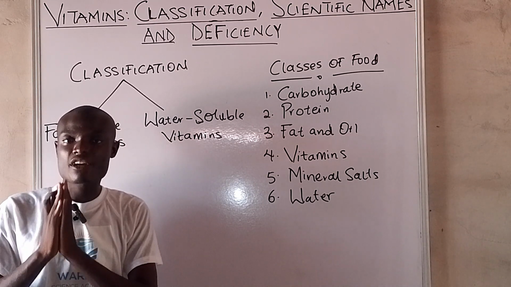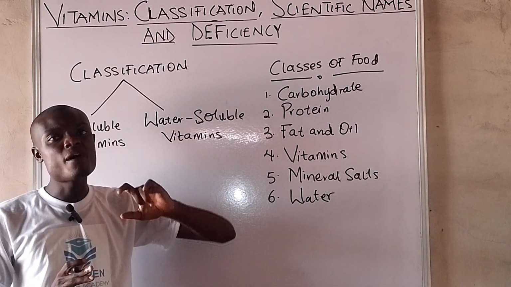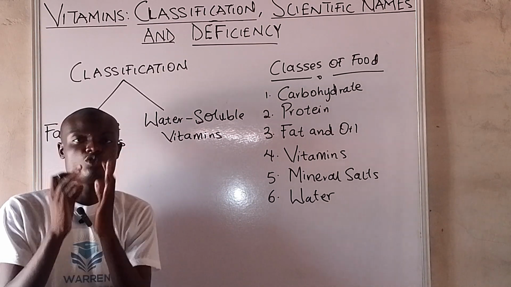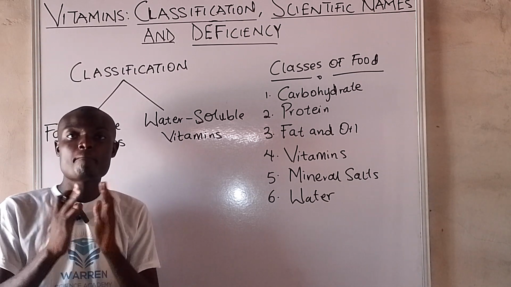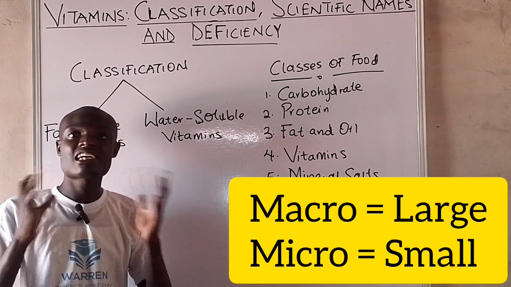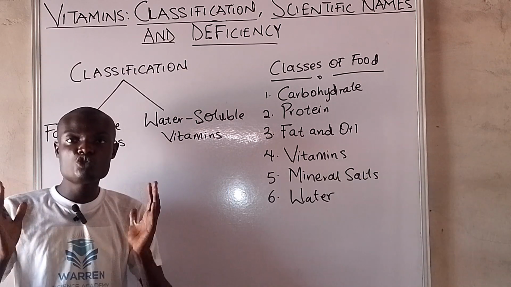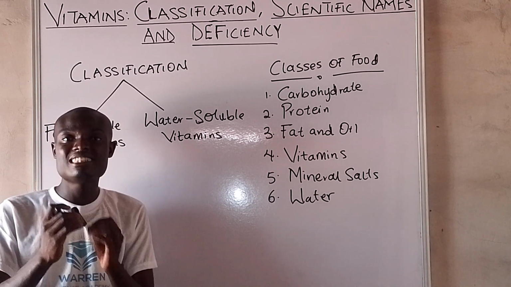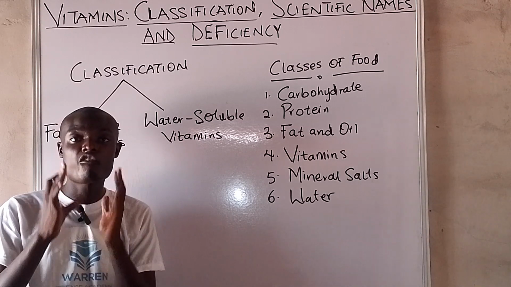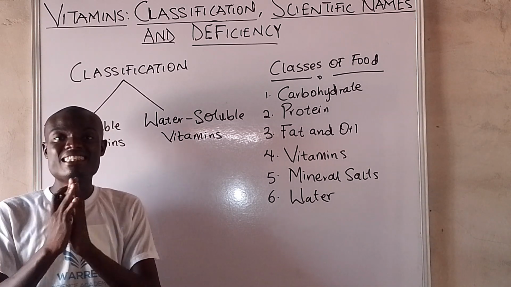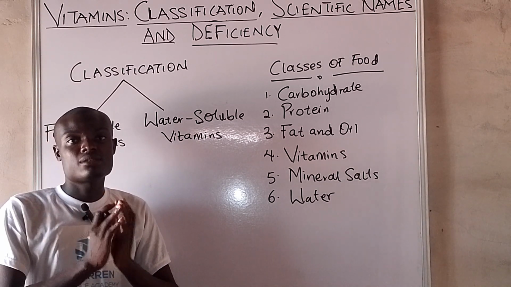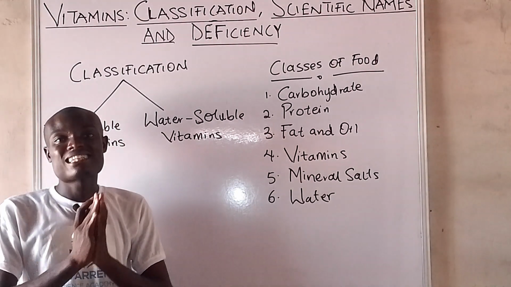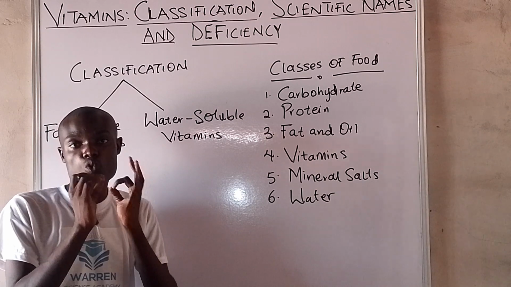Now, if we have micro, that means we are also going to have macro. So we have macronutrients and micronutrients. Now, what's the difference between both of them? Macro means big or in large quantity. So macronutrients are nutrients that are needed in large quantity. That means your body needs a very large amount of them for normal body function. Then micronutrients, from the word micro, means small. So they are those nutrients that are needed by the body in small quantity.